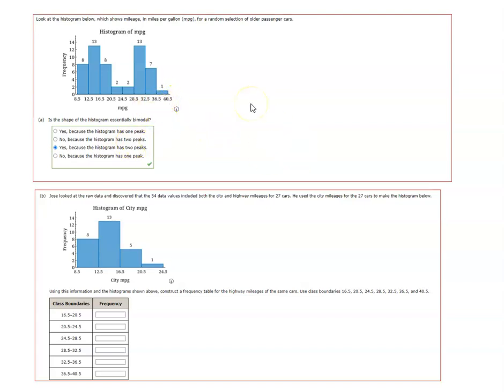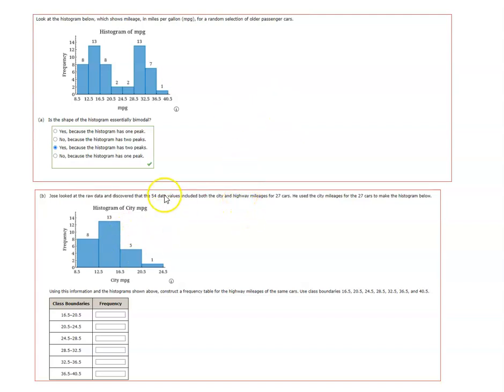The first question, which I have the answer there for you, asks, is it bimodal? You see you've got yes and no choices, so you have to decide. Bimodal means 2 lumps. I can't draw it, but if you could draw a picture here, you would see there are 2 bumps. So yes, it's bimodal. You can cut out the no answers, and with one fell swoop you're down to 2 choices: yes because it has 1 peak, or yes because it has 2 peaks. Since bimodal means 2 peaks, it has 2 peaks. Answer number 3.